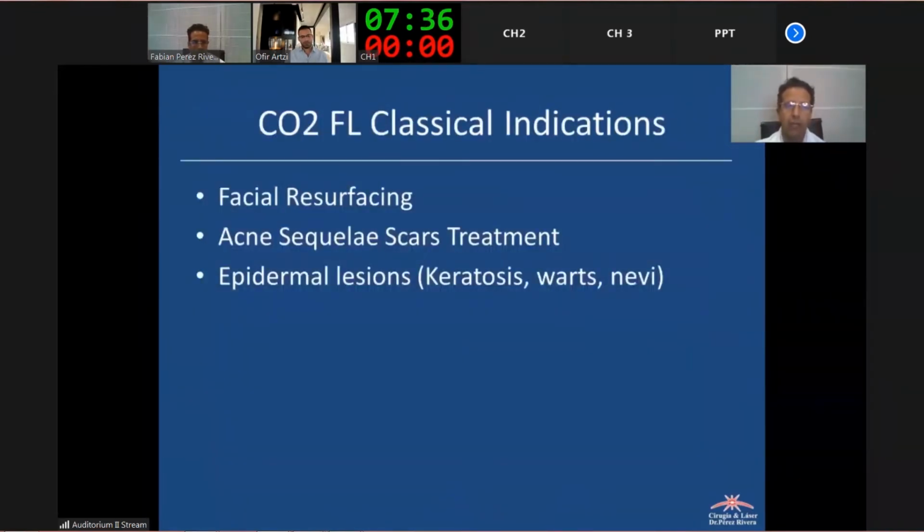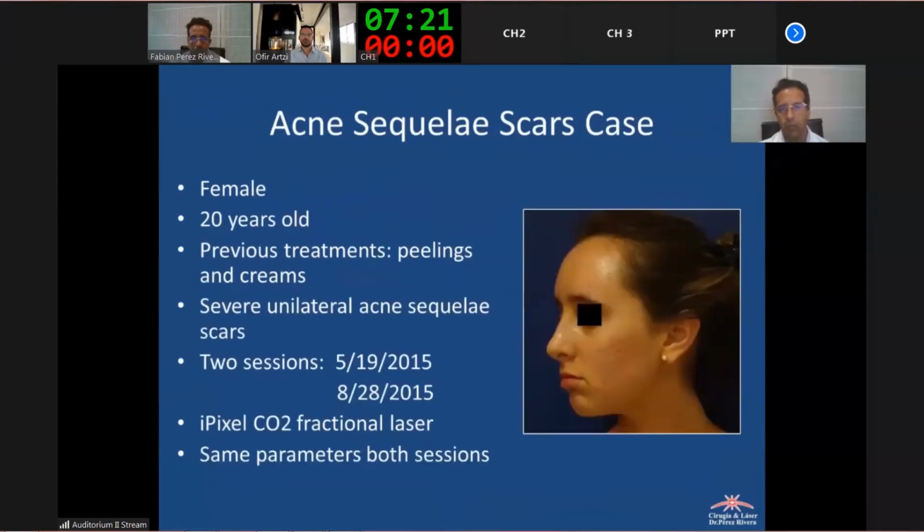The classical indications for CO2 fractional laser are facial resurfacing, acne sequelae scar treatment, and the removal of epidermal lesions like keratosis, warts, and nevus. We want to talk about acne sequelae scar treatment.